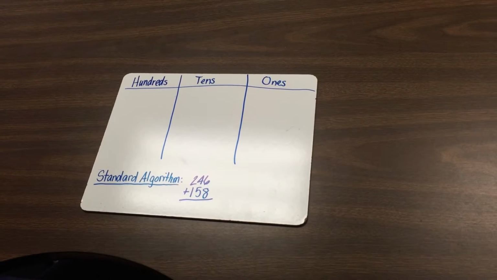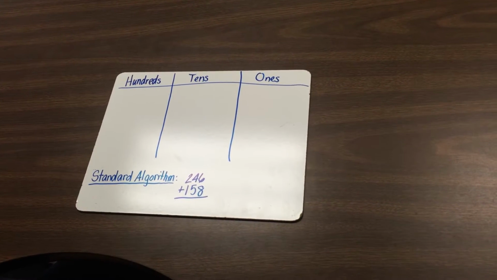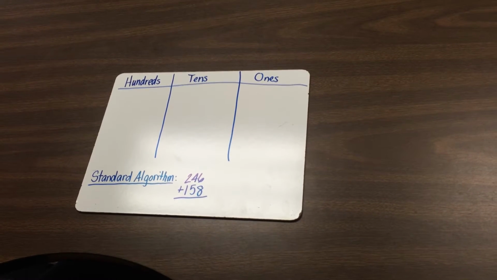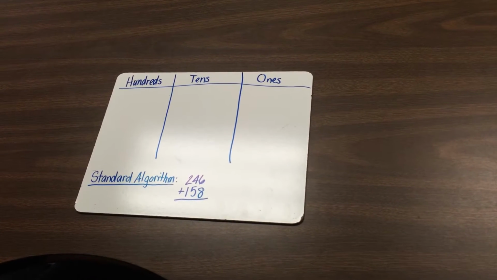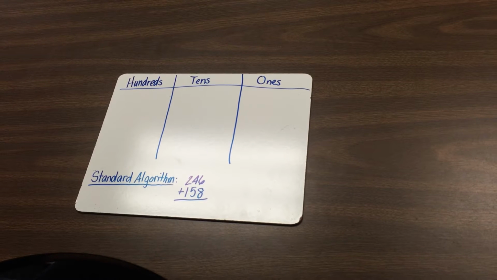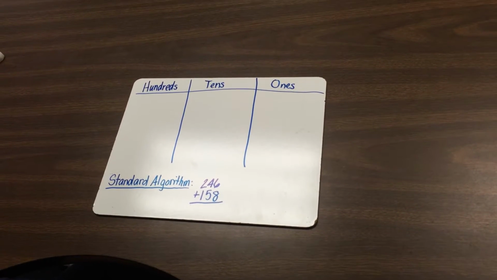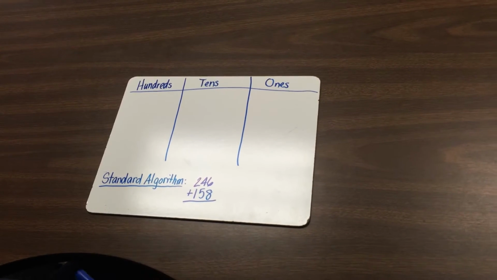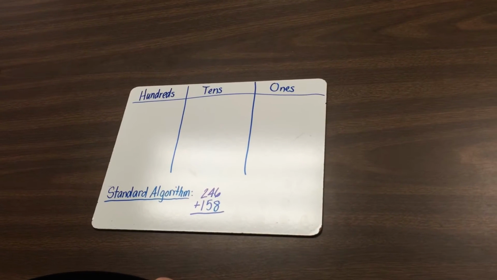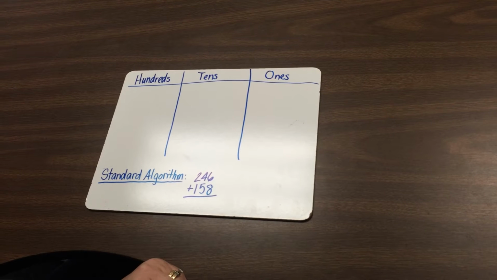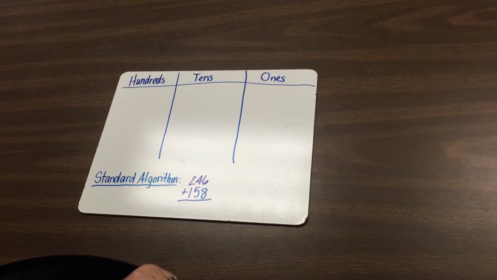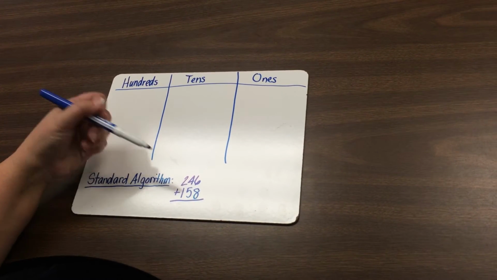For this video, we're going to be adding using the standard algorithm and also a place value chart. In that place value chart, we'll be using something called place value disks, where we'll be representing the ones and the tens and the hundreds with something called place value disks. So this problem is 246 plus 158. You can see the standard algorithm set up at the bottom of the chart.